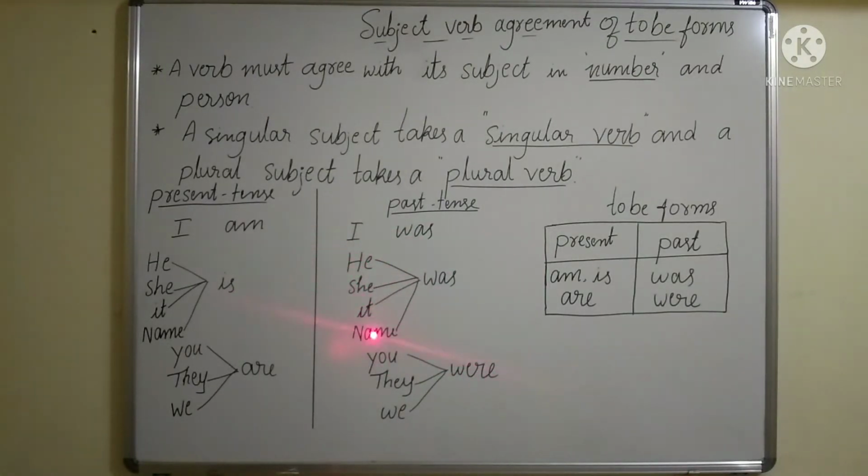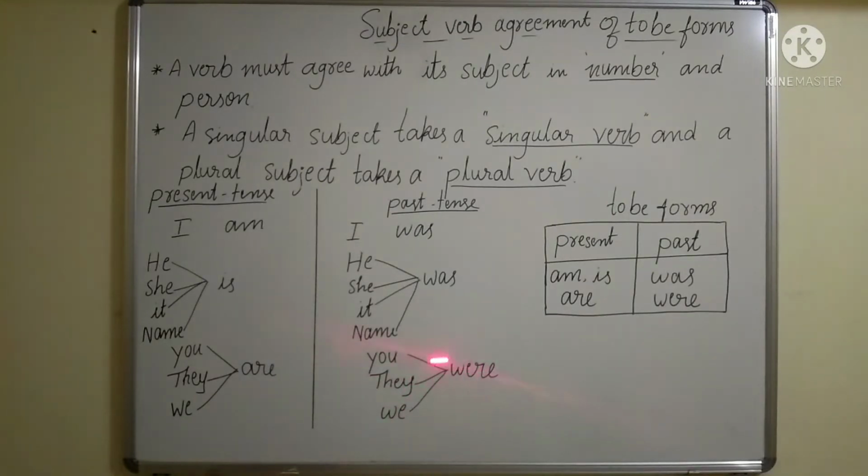He, she, it, again name. When these subjects come in past tense, we have to use was. Yes, we have used is when we talk about present tense. Here, we have to use was when we explain past events with these subjects. And these are singular subjects, right? Whereas, when we come to plural subjects, you were, they were, we were.